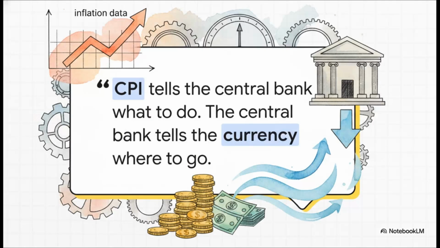So the crucial takeaway is summarized perfectly right here. CPI tells the central bank what to do. The central bank tells the currency where to go. Seriously, write this down, take a screenshot. This is the golden rule of Forex. You aren't just trading random lines on a chart, you are trading the reactions of central banks to inflation data.